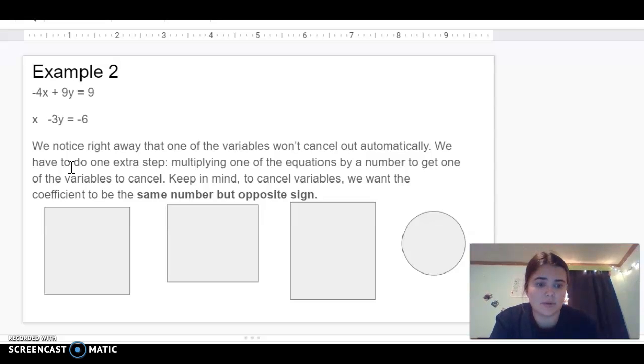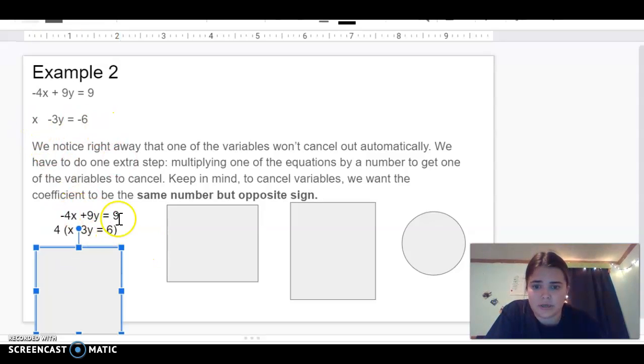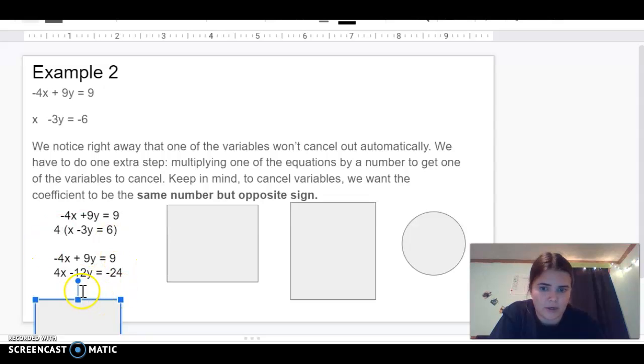So the key is to multiply the whole equation by that number, all parts. So we just rewrite this first equation here. We take the second equation and multiply the whole thing by that number, all three pieces. So we just distribute that through. So I like to rewrite both equations to keep it organized. So I rewrite that first equation, and then I just distribute that 4 through. So I get 4 times x is 4x, 4 times negative 3y is negative 12y, and 4 times 6 is negative 24.